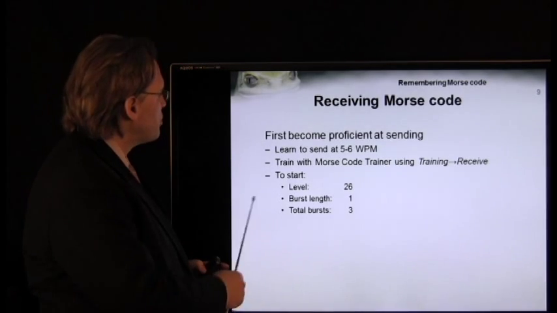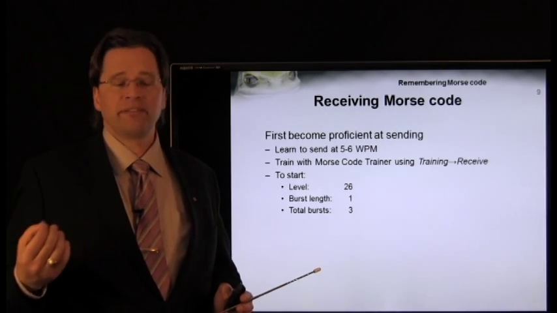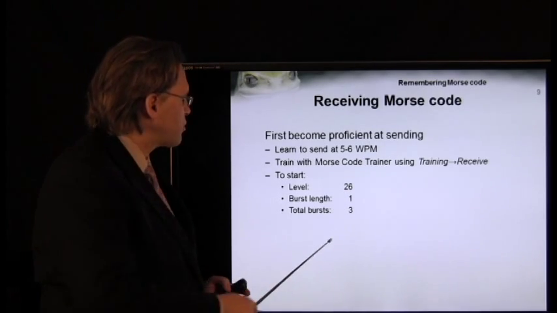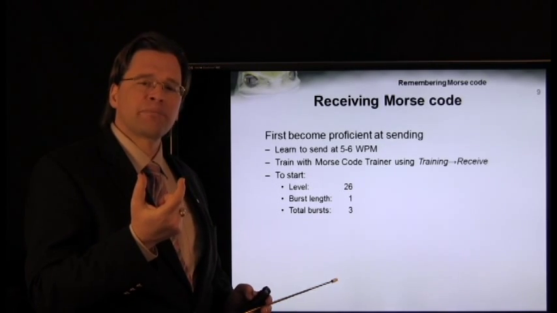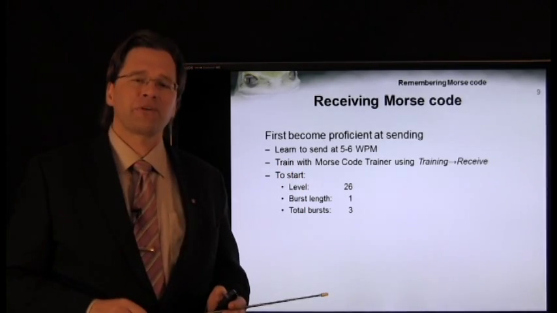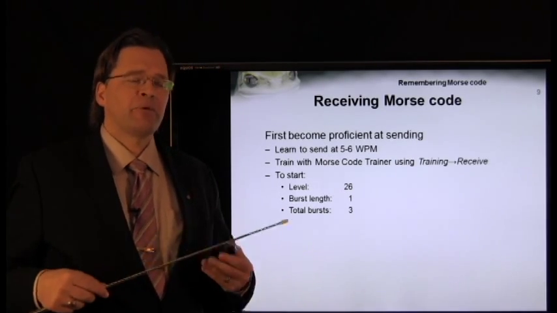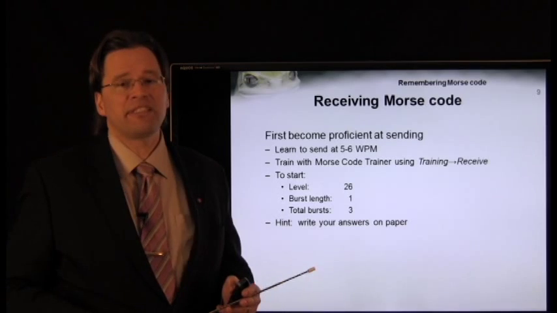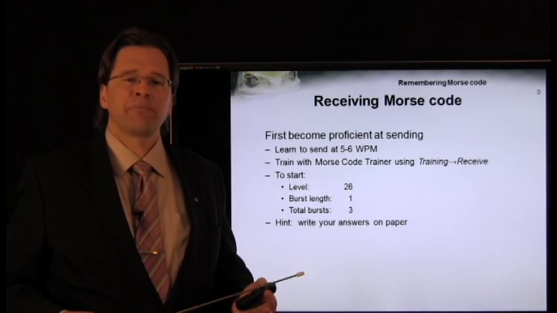To start, don't use the defaults. Instead, set level to 26. You're already familiar with all of the letters in the alphabet, so let's start with all of the letters of the alphabet. Set the burst length to 1 and the total burst to 3. This will send an individual character followed by an interword spacing, followed by another, followed by an interword spacing, followed by a third letter. This allows you to hear the individual distinct characters, and it will allow you to recognize them. Hint: write down your answers on paper. I find that's easier than finding the key on the keyboard. That's just easier for me.